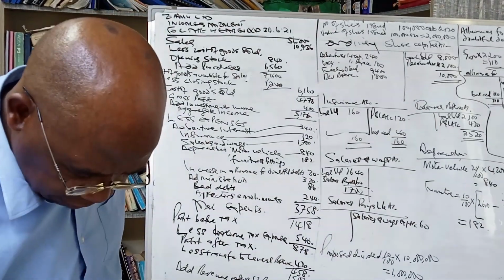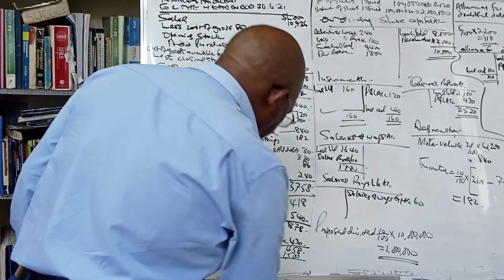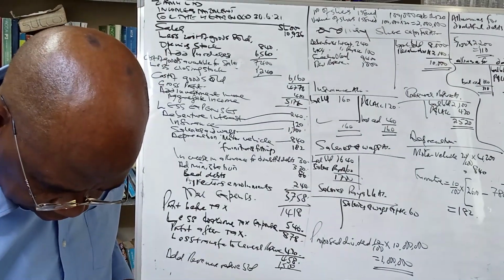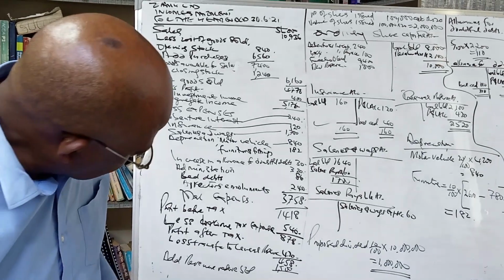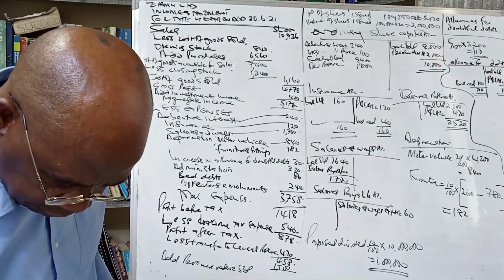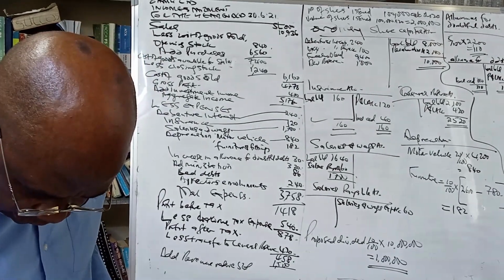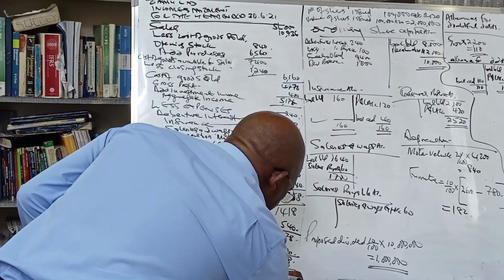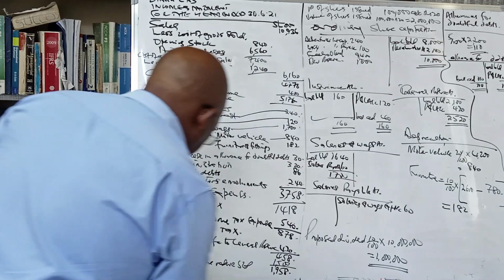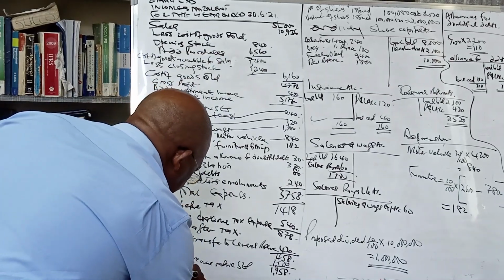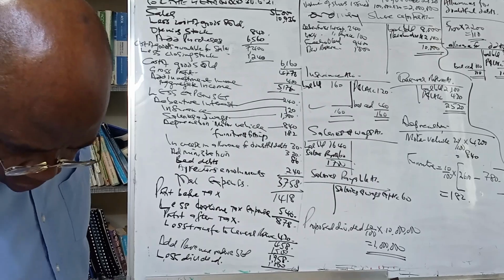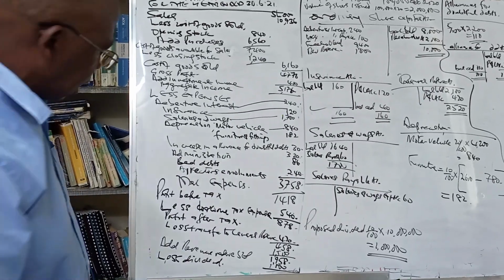So 1,500 plus 458, we get a figure of 1958. If we say less dividends, minus 1,000, the balance is 958.